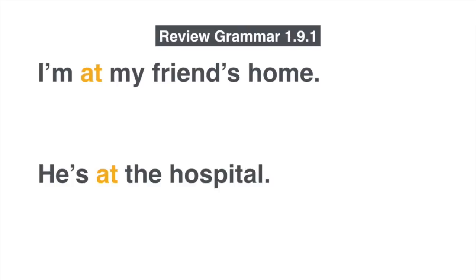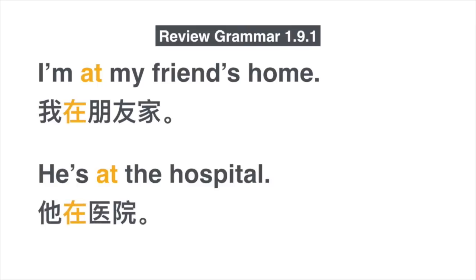In Grammar 1.9.1, we looked at how to express locations with 在. For example, I'm at my friend's home. 我在朋友家. He's at the hospital. 他在医院.